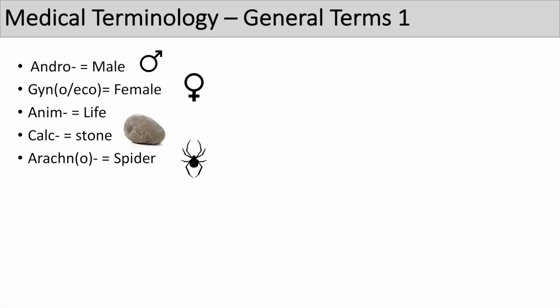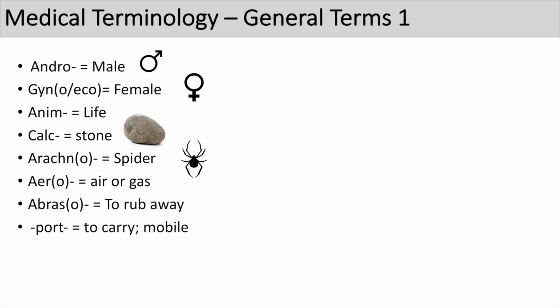The next prefix is arachno. This means spider, so you can think of arachnophobia or a fear of spiders. The next prefix is air or aero. This means air or gas, so that's pretty easy. You can think of the word aerodynamic. The next prefix is abrase or abrazo. This means to rub away, so you can think of the word abrasion.